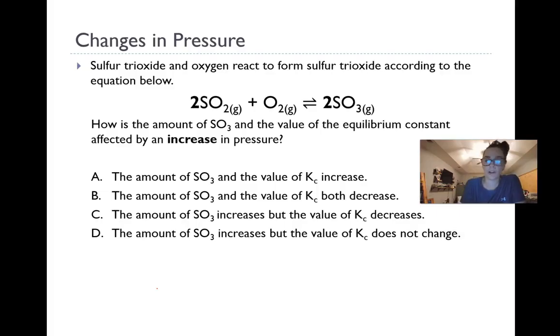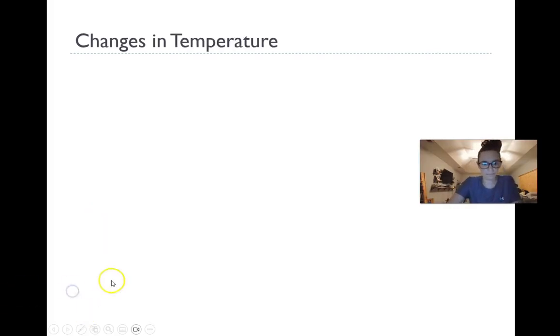So we have to again look at the number of molecules on each side. We have 3 molecules of gas over here and 2 molecules of gas on the right. So the higher pressure is going to be on the reactant side and the lower pressure is going to be on the product side. So if we increase the pressure, the system is going to want to shift to the right to counteract that increase in pressure. So the amount of SO3 is going to increase, but the value of Kc does not change. Remember, changing concentration or pressure does not change the value of the equilibrium constant.